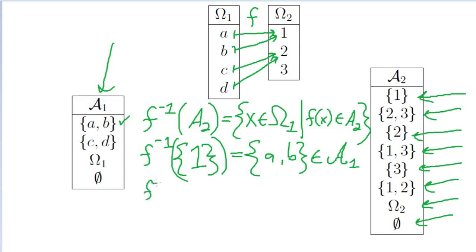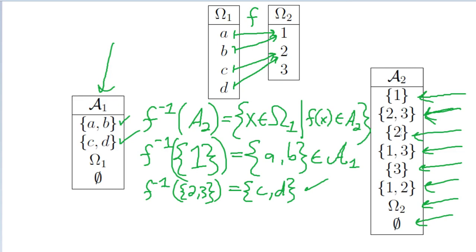Now, what is the pre-image of, we have to look at the next one here, the set containing 2 and 3? In other words, what gets sent to 2 and 3? Well, nothing gets sent to 3, so we don't need to concern ourselves with that. What gets sent to 2? C and D get sent to 2. Now, is that in our set A1? Yes, it is. Okay, so far so good. What about 2?